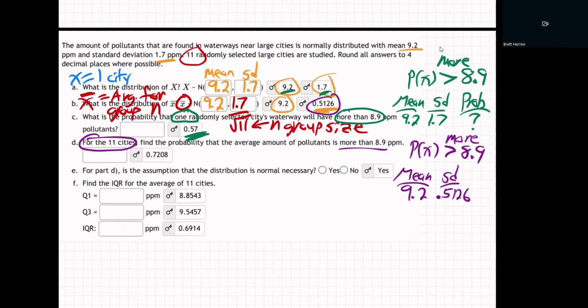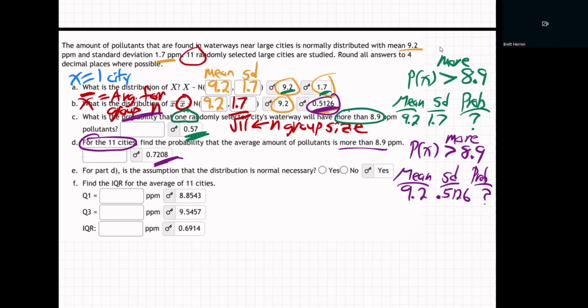Standard deviation, now that's going to be this one, huh? 0.5126. Why? Because now we're doing a group. So you use a new standard deviation. Put it in there and then leave the probability blank. Hit the buttons on your calculator. You get 0.7208.